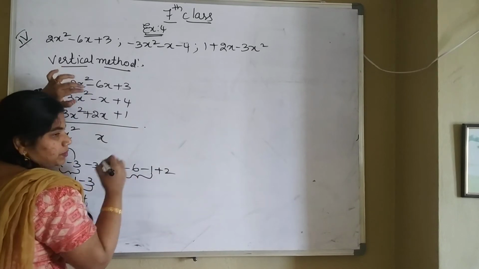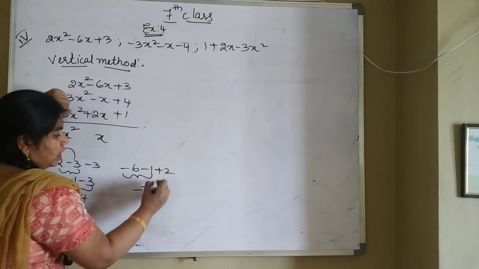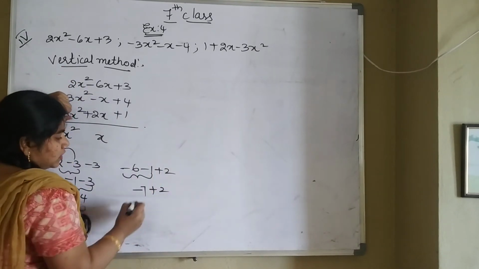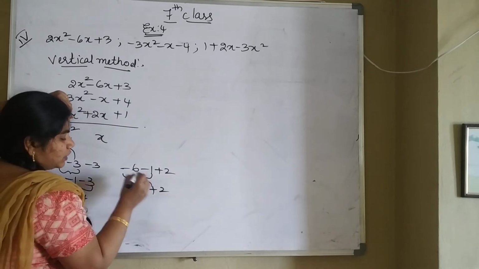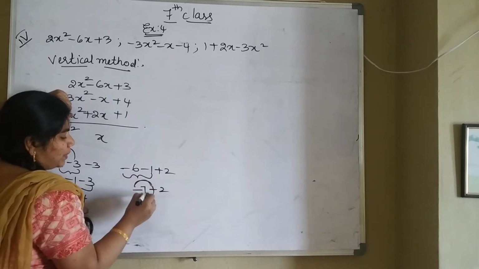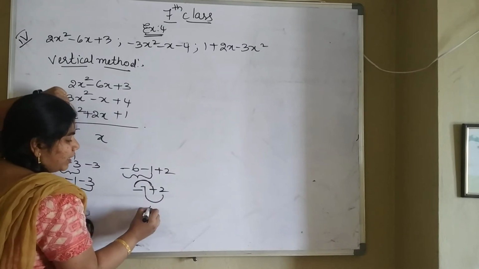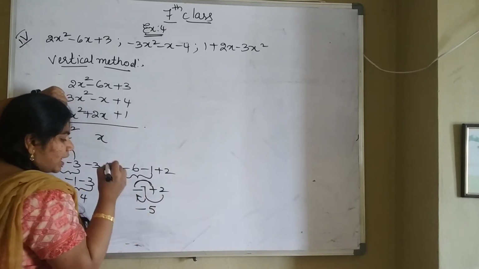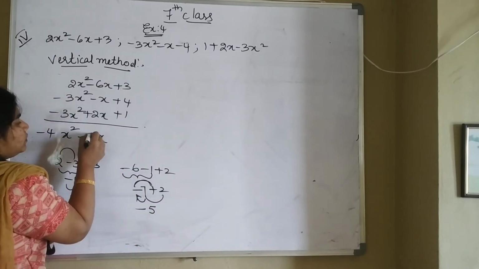So minus 6 minus 1 will be minus 7 plus 2. I am writing as it is. So minus 7 plus 2, minus into plus will be minus. 5 minus 2 is 5. Bigger number sign is minus. So you got it as minus 5 here.